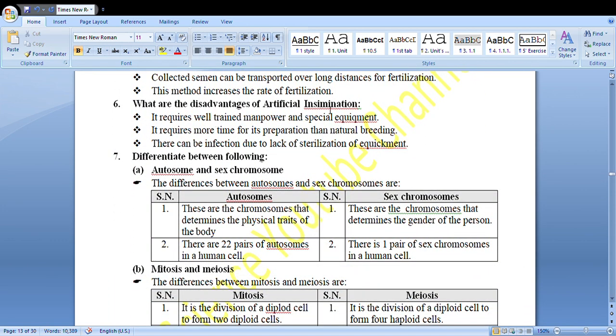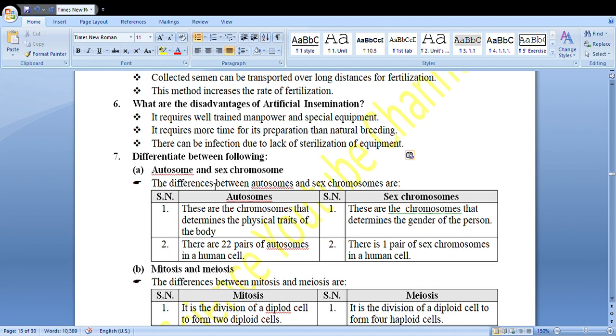What are the disadvantages of artificial insemination? It requires well-trained manpower and special equipment. It requires more time for its preparation than natural breeding. There can be infection due to lack of sterilization of equipment.